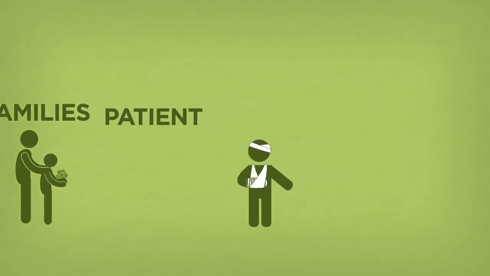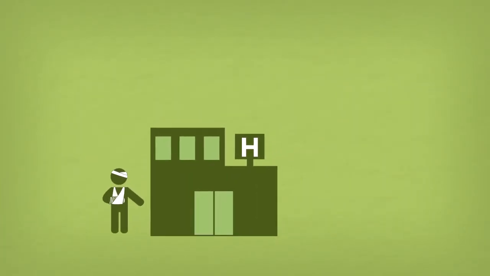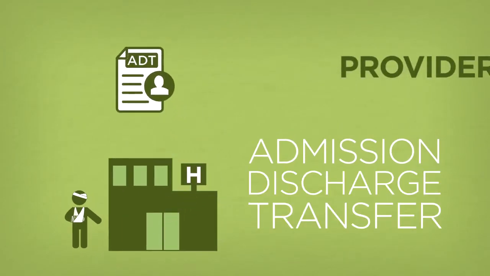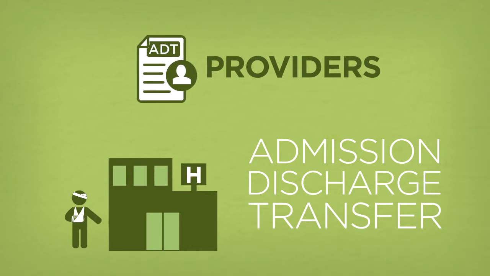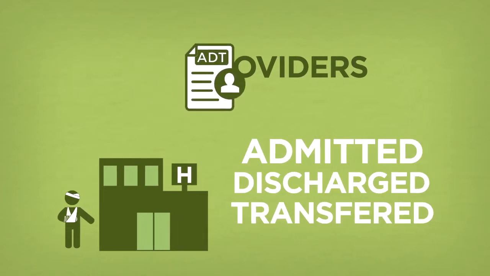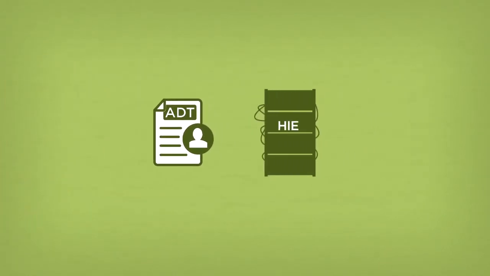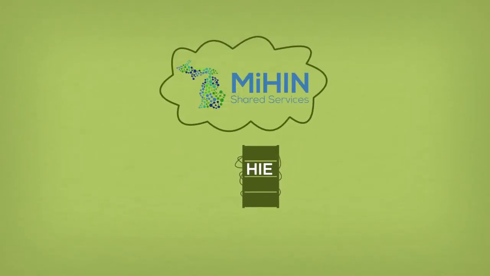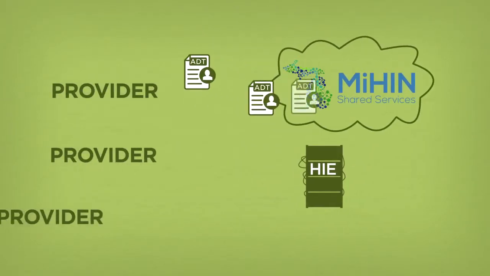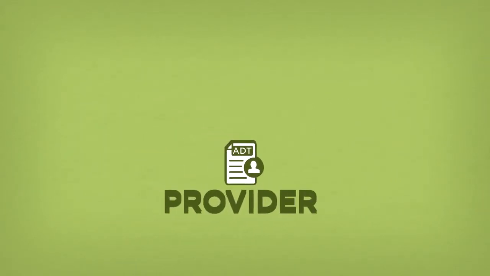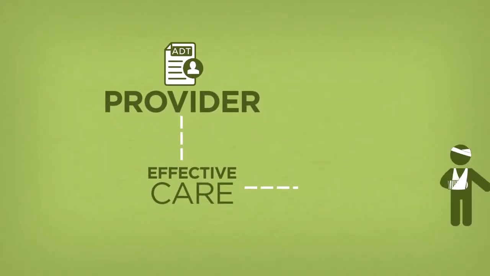When a patient visits a healthcare setting, the hospital sends an admission, discharge, transfer, or ADT message to the patient's providers to inform them the patient has been admitted, discharged, or transferred. The message goes from the patient's healthcare setting to the substate HIE, of which they are a member. The substate HIE passes the message through MyHIN, which is then sent to all of the patient's providers via their substate HIE. The providers can then determine the necessary action to coordinate effective care to the patient.